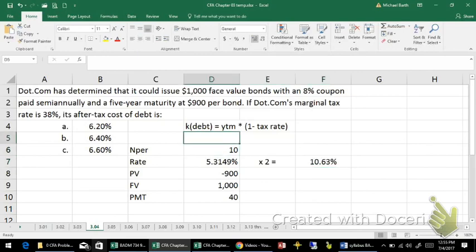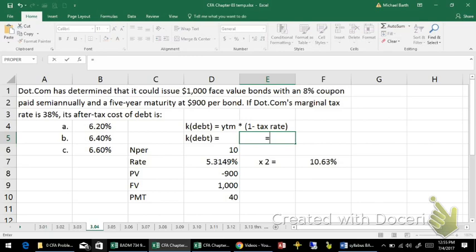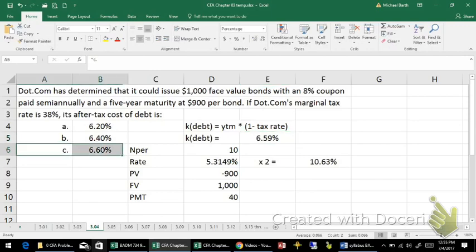So now all I've got to do is take my tax rate of 38%. The cost of debt would be equal to the yield to maturity times 1 minus the tax rate of 38%, and that comes out to about 6.59%. All right, and that's the closest we get with rounding. So the answer is C, 6.6%.